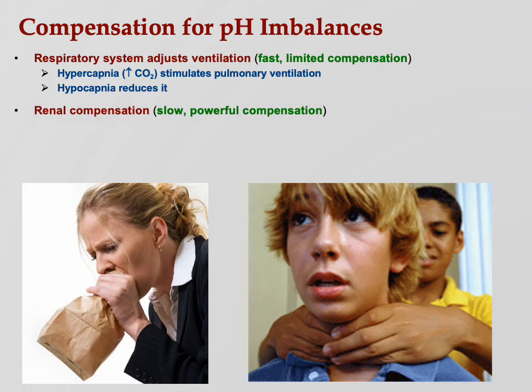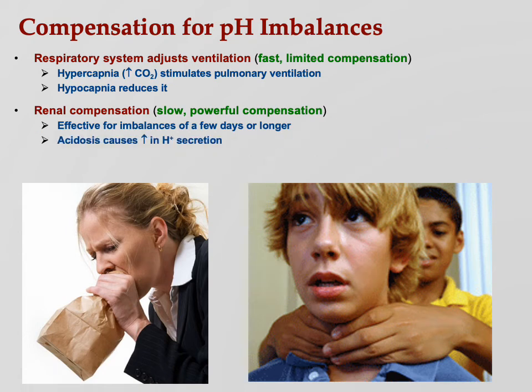Renal compensation, slow, powerful, all right? Takes a long time, hours, days, but it's much more powerful, okay? Effective for imbalances of a few days or longer, all right? Acidosis causes an increase in hydrogen secretion, okay? So remember, the kidney can move bicarbs and hydrogens between the tubular fluid, so that's what you've got to do there. Alkalosis causes secretion of bicarb.